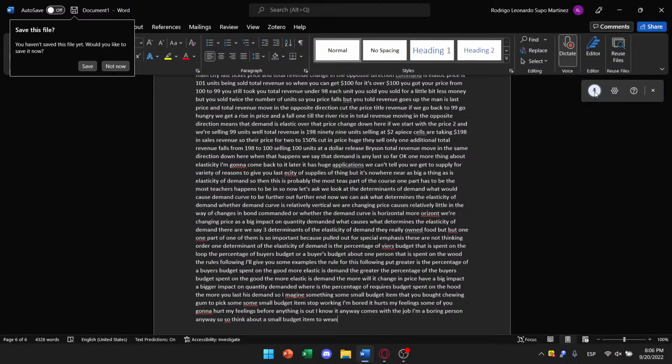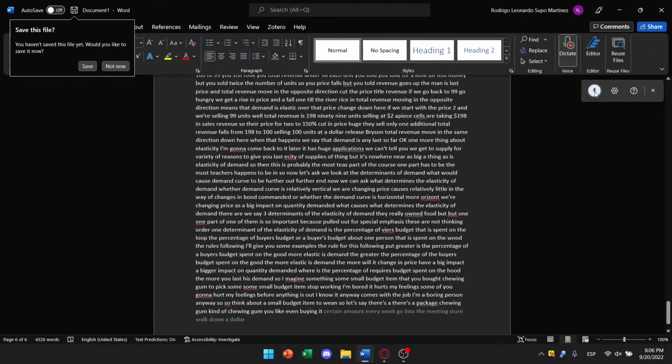Anyway, so think of a small budget item, chewing gum. So let's say there's a package of chewing gum. What kind of chewing gum you like? You've been buying it a certain amount every week. You go into the convenience store one day and see the price of chewing gum is going up from $1 to $1.50. That's a pretty substantial percentage change in price, a 50% rise in the price of chewing gum.